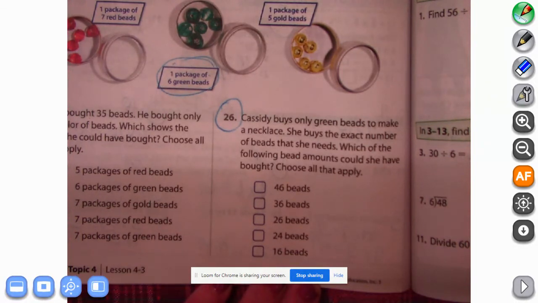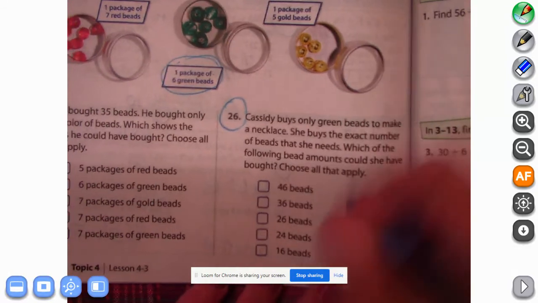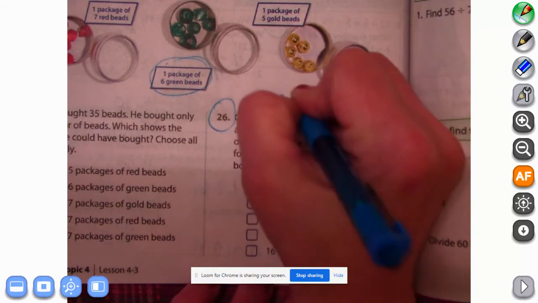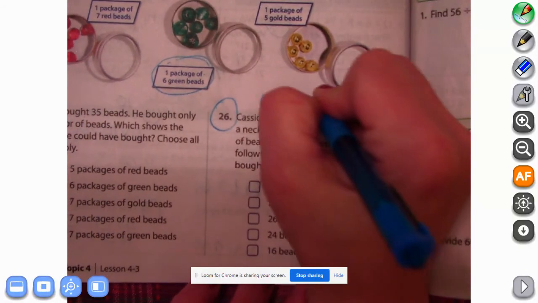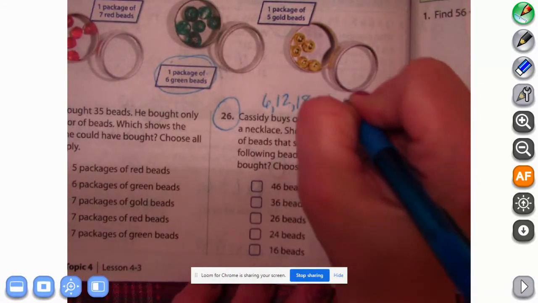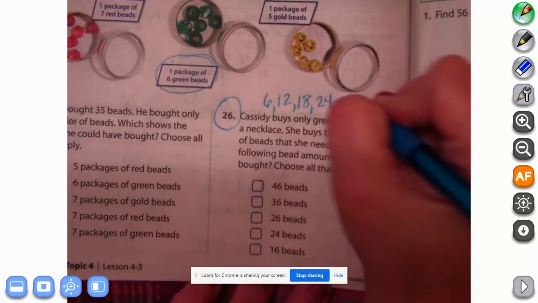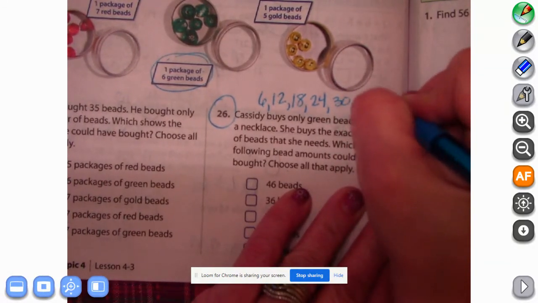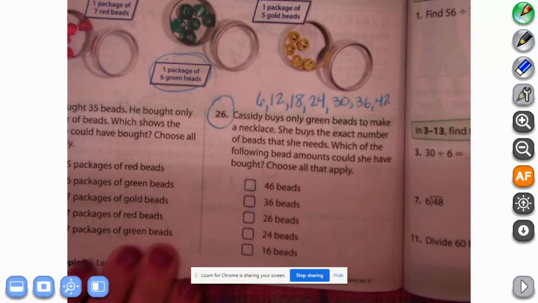So 6 times 1 is 6. 6 times 2 is 12. 6 times 3 is 18. 6 times 4 is 24. 6 times 5 is 30. 6 times 6 is 36. And 6 times 7 is 42. We could keep going, but let's see if that's enough.